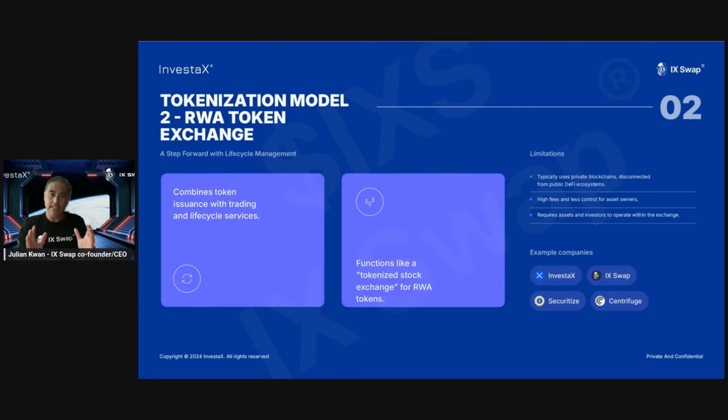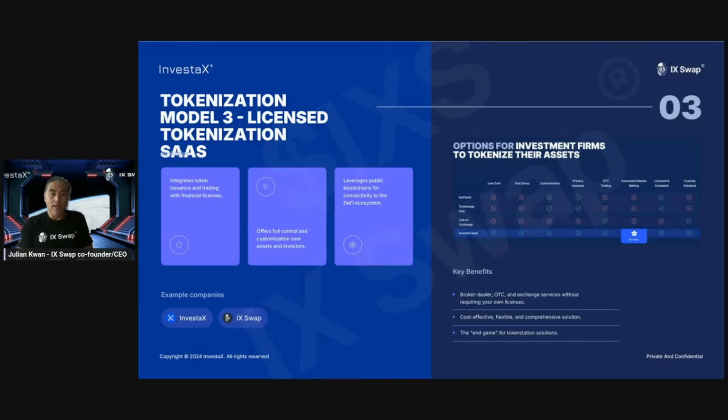But anyway, real-world asset exchange only had its issues, and there were no market makers, which is why we built IXS. The third one, which we consider a licensed tokenization software-as-a-service model. If you look on the right here, it basically says, if you build it yourself as an investment firm, it's a big problem, right?